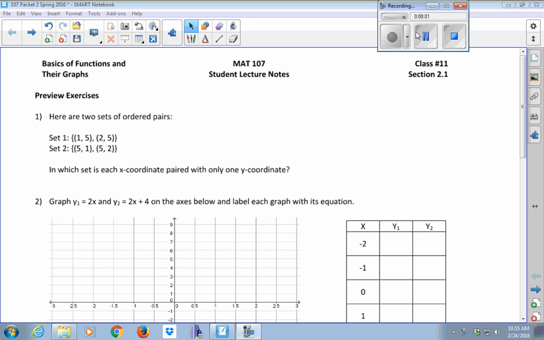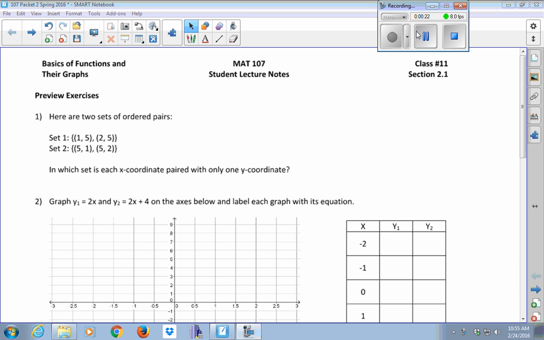Sets of ordered pairs. So basically, set 1 contains 2 points, (1, 5) and (2, 5), and set 2 contains 2 points, (5, 1) and (5, 2). And the question, this is an important question for the beginning of what it means to be a function, okay?